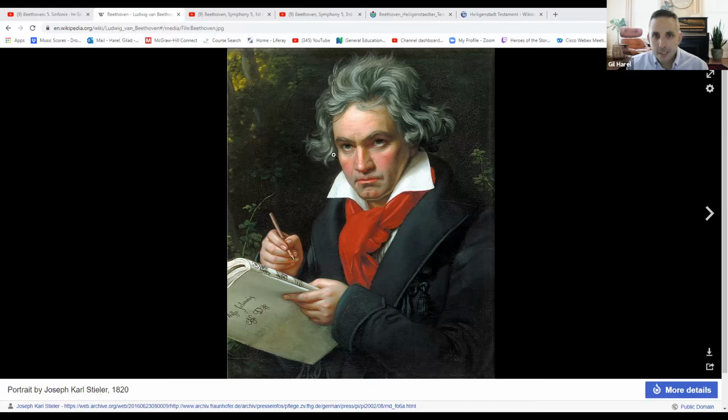When he wrote the Heiligenstadt Testament, which is that document I mentioned, he was about 20 years younger than we see in that portrait I just showed you. Let's take a look at that document.